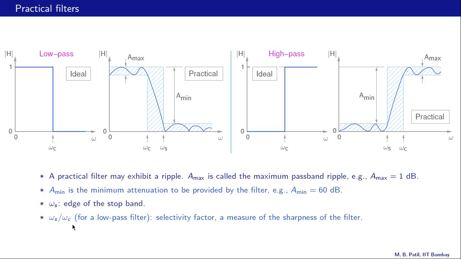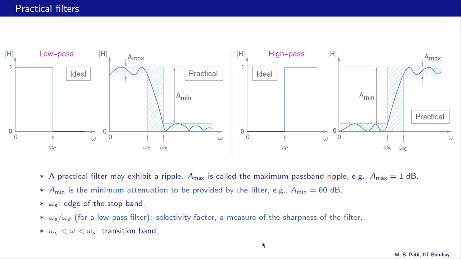Omega s by omega c for a low pass filter, the ratio of these two, is called the selectivity factor, and that is a measure of the sharpness of the filter. If omega s and omega c are very close, that means our response is going to be much better. We're going to have a very sharp drop here in mod of H, and that of course is preferred. This range from omega c to omega s is called the transition band, this one here. And of course whatever we said about the low pass filter has counterparts also in the high pass filter case.